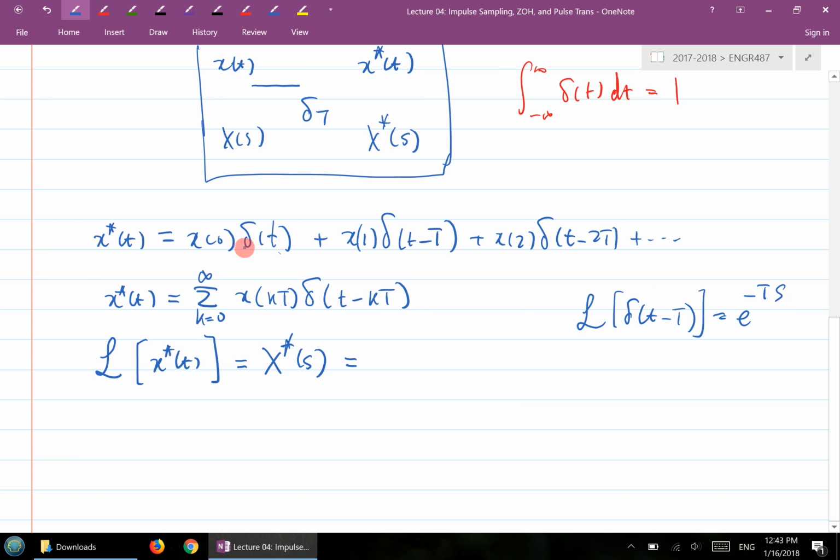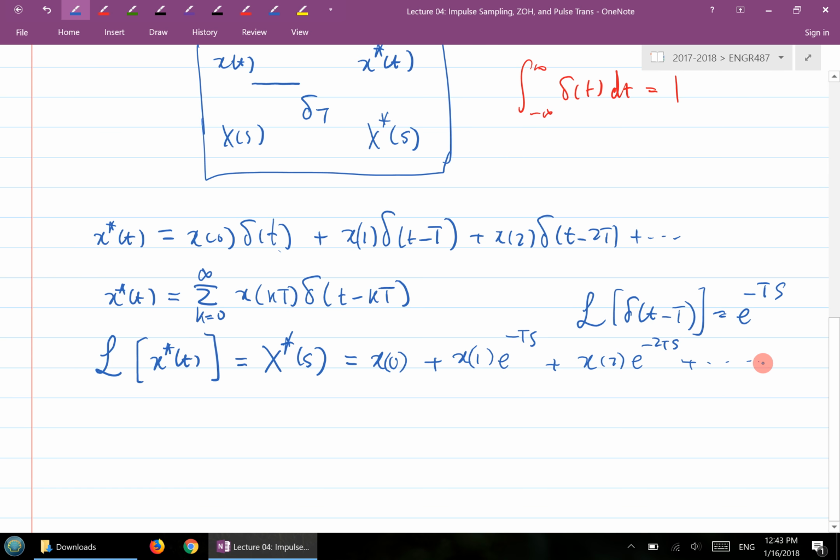Then for the first one here, the Laplace transform for the first one is just the constant x naught. The Laplace transform of the delta is 1, so just x naught in here. And then plus the Laplace transform of this, and that's x1 times this. And the Laplace transform of this term, x2 times this, and they can keep adding things up. So this is the Laplace transform for x star of t, to get x star of s.